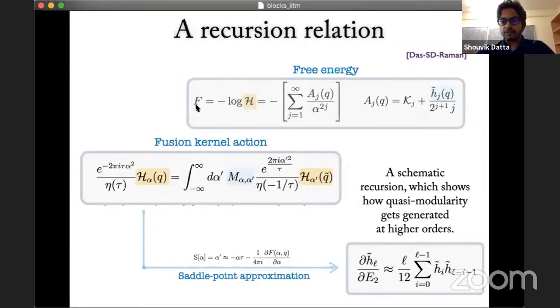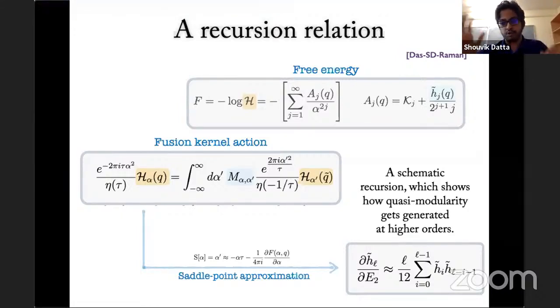So we have this notion of a free energy in which we took the log of the recursive part of the block, and that had a good expansion in 1 over alpha. One can also look at the other channel, going from the S channel to the T channel by doing this S modular transformation. That can be obtained via this fusion kernel action on the blocks. So the block in one channel can be written as a linear combination of blocks in the other channel via this fusion kernel. Using this fusion kernel, one can focus on the large intermediate exchange regime.